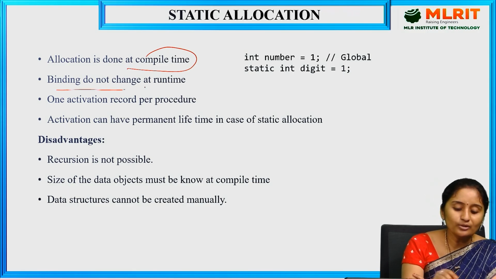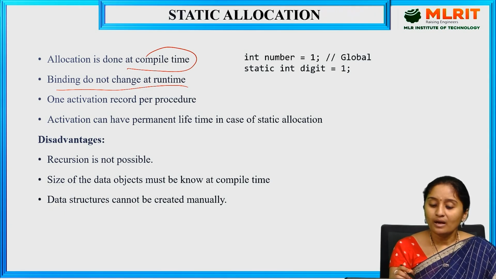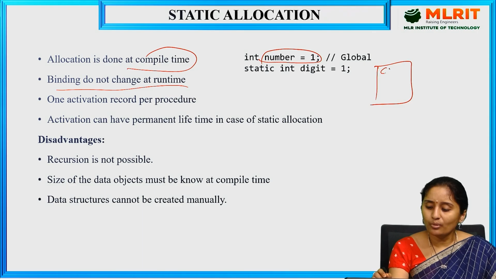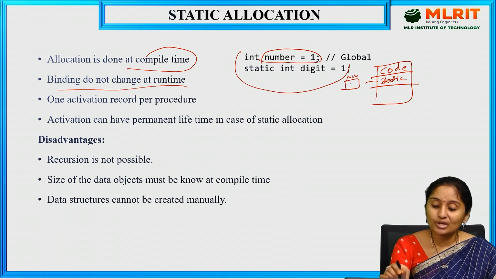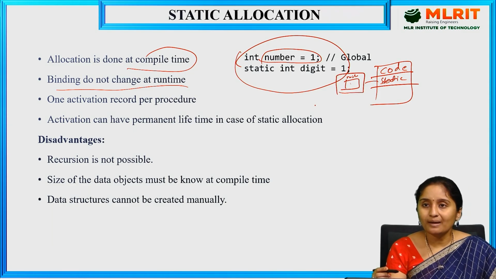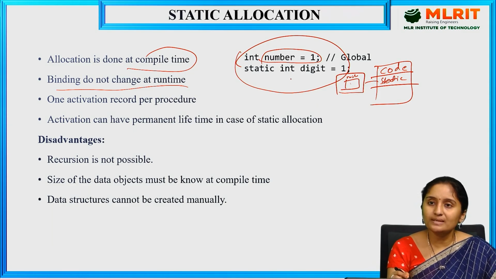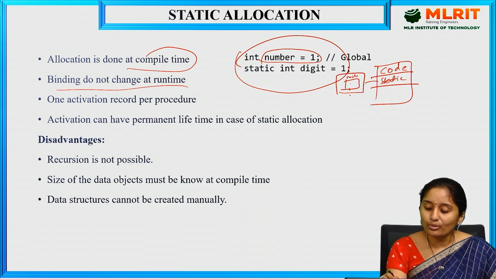Here, binding does not change at runtime. That means once the memory is allocated, let us take this number in the memory, and suppose it is static. Some memory address is allocated for this number. Until the program execution completes, the memory is fixed for it. It won't change at runtime or execution time. When this program is executing, the memory is not going to be changed. It is going to be fixed.